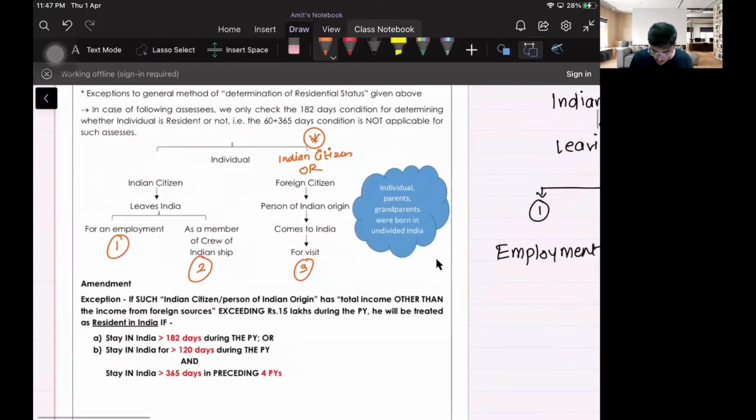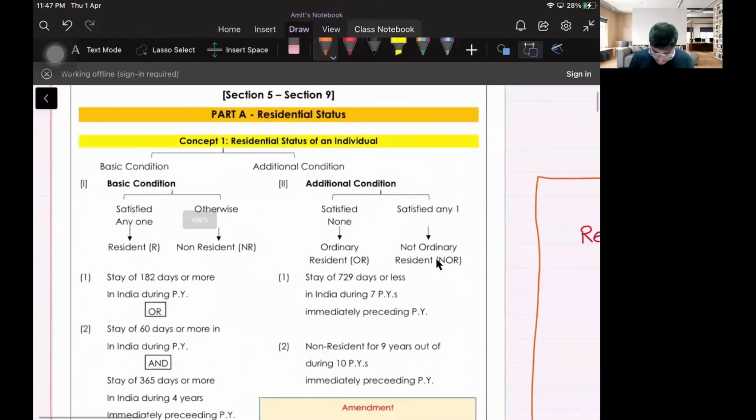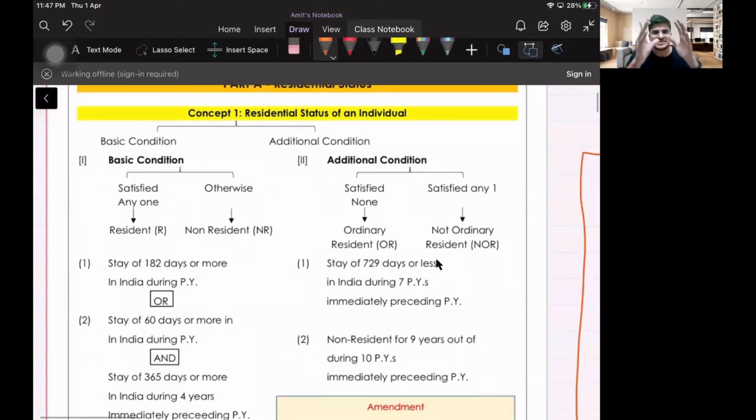So again, I will go up and check what is remaining for us. The entire part of the basic condition is done. Then we will move on with the additional condition. When do we come to the additional condition? In the basic condition, if the answer is resident. If you are a resident, only then will I come to the additional condition.